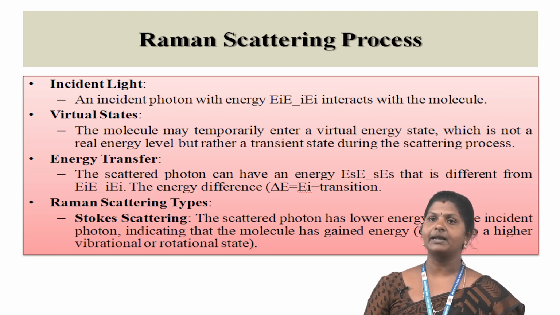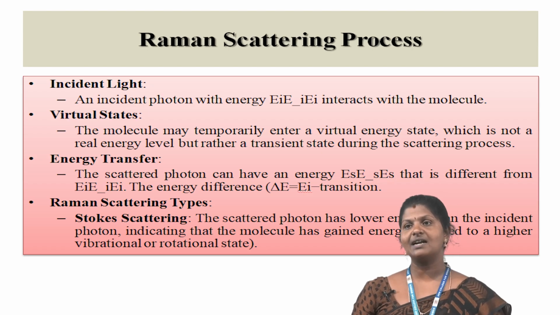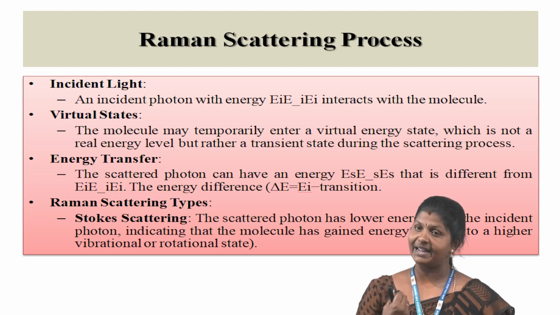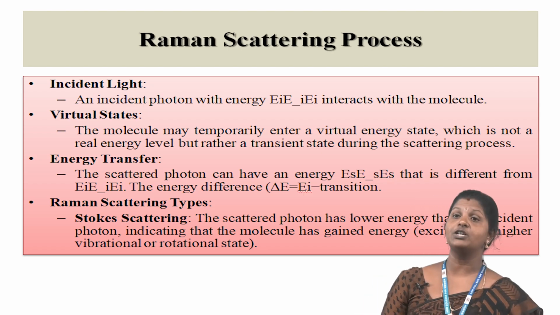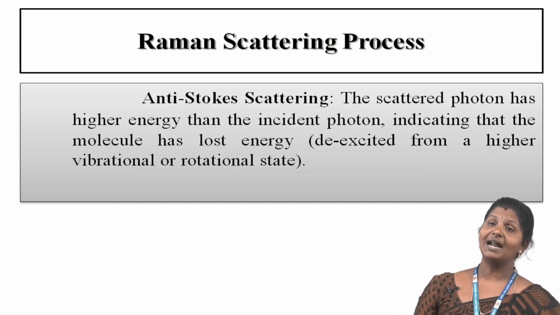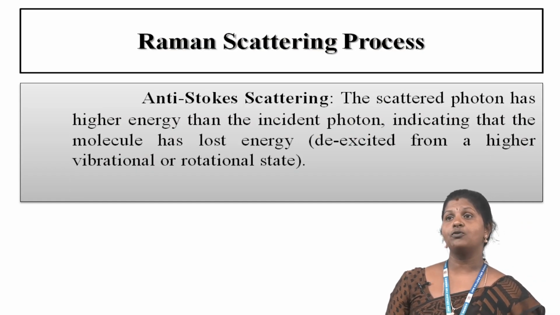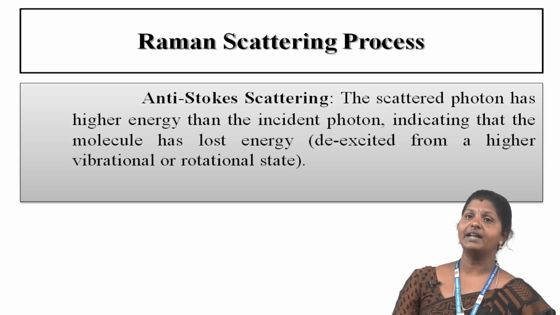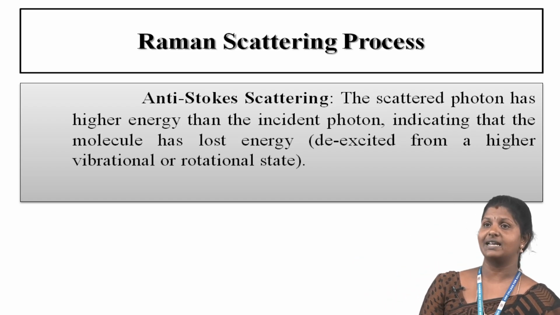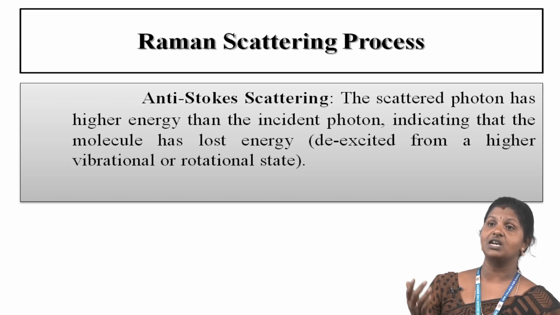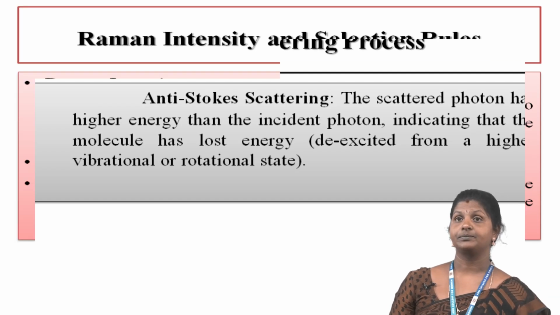Then the Raman scattering types. Stokes scattering: the scattered photon has lower energy than the incident photon, indicating that the molecule has gained energy. That means it is excited to a higher vibrational or rotational state. Anti-Stokes scattering: the scattered photon has higher energy than the incident photon, indicating that the molecule has lost energy. That means it is de-excited from a higher vibrational or rotational state.